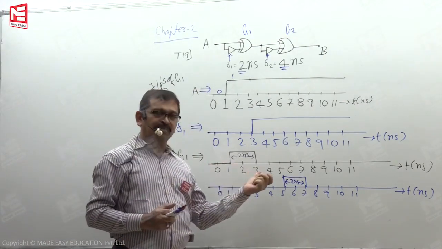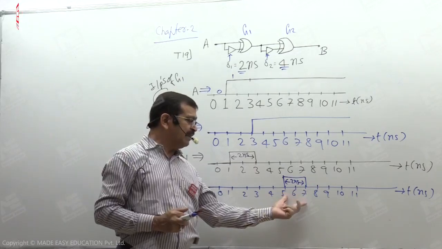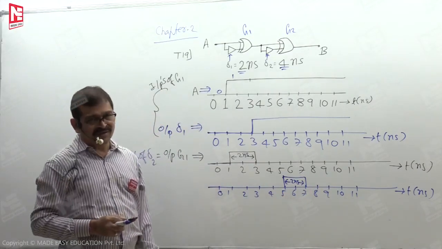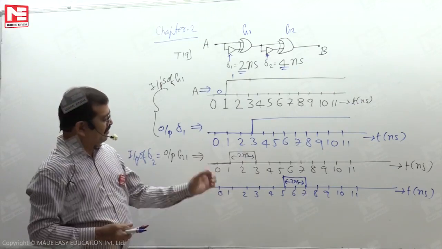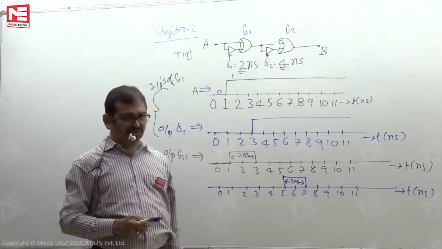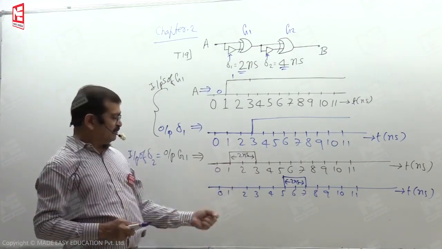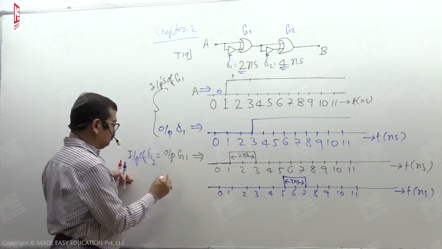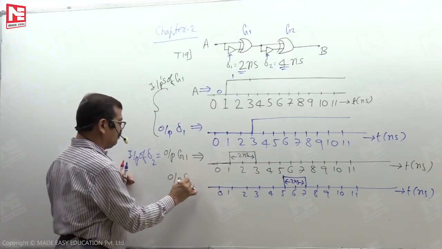The delta 2 output is a pulse waveform in the time interval 5 to 7 nanoseconds. It is one of the simplest ways to talk about this, the response of the delta 2, the output of delta 2.